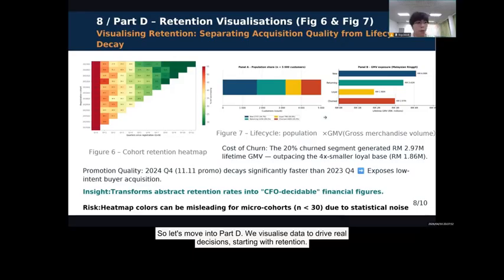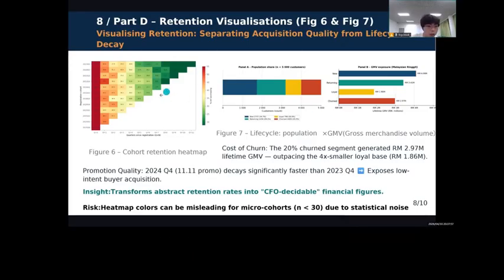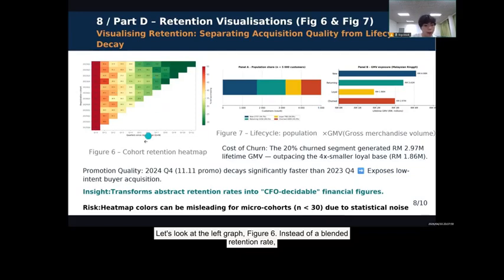So let's move into part D. We visualize data to drive real decisions, starting with retention. Let's look at the left graph, figure 6. Instead of a blended retention rate, we use a cohort retention heat map. Let's look at the 2024 quarter 4 row, our Double 11 mega sale.